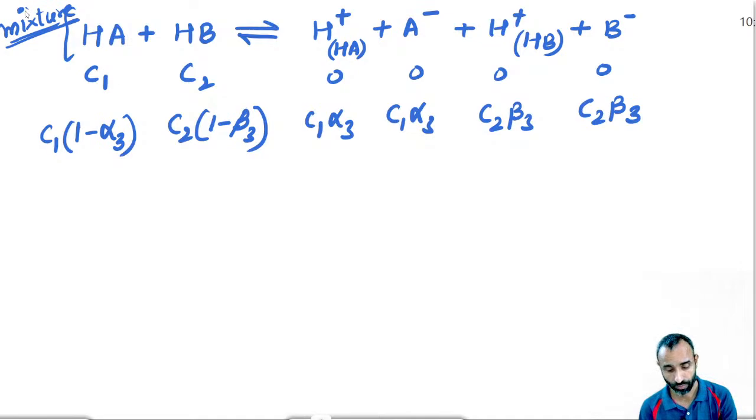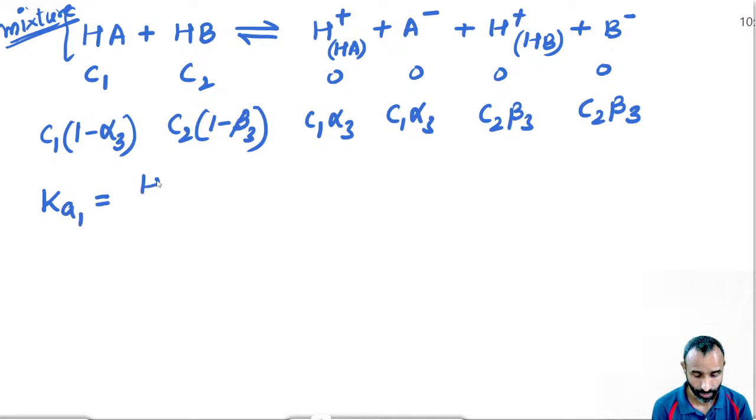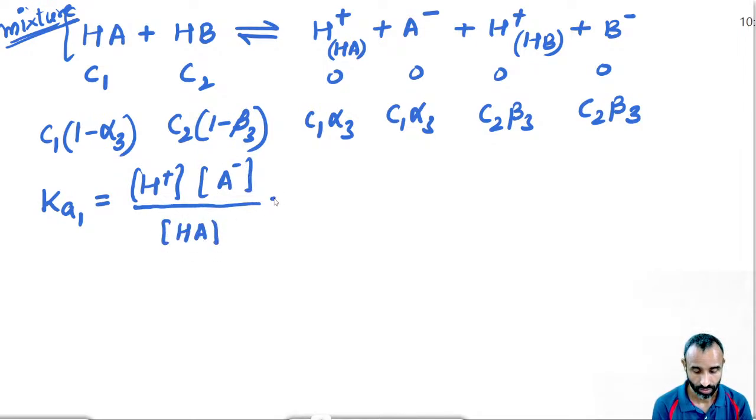Now in this mixture, what is Ka1? Ka1 is H plus ion concentration into A negative concentration divided by HA concentration. So tell me, what is the concentration of H plus ions? Yes, what is the concentration of H plus ion in this mixture?